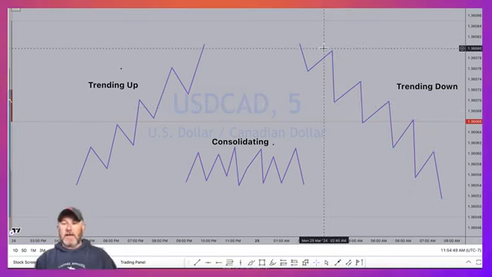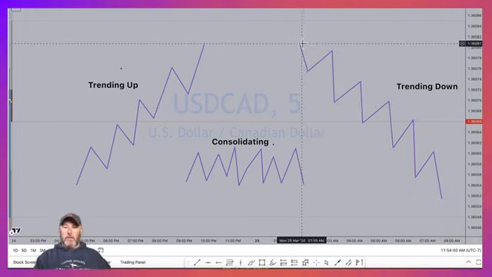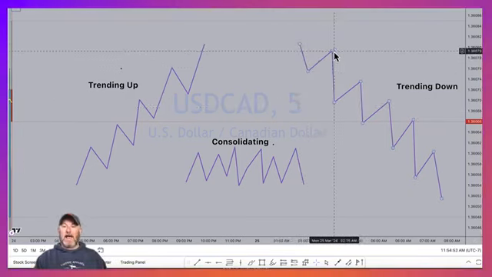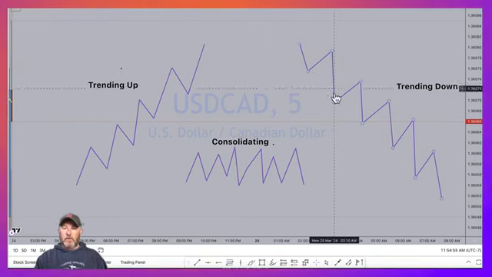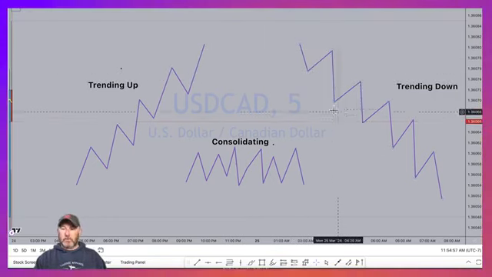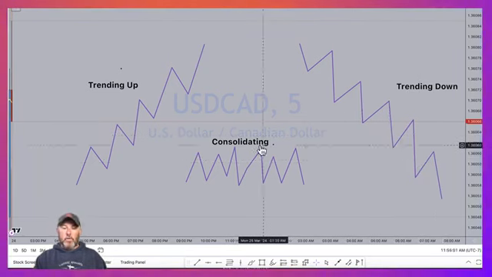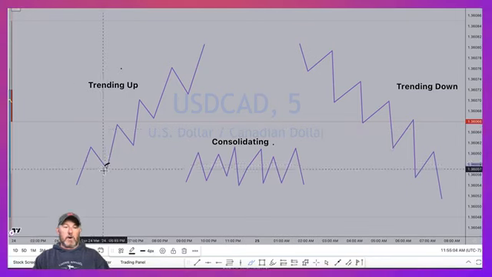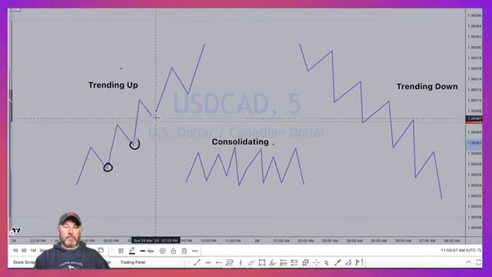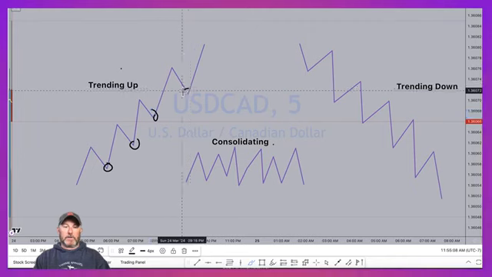And then when it starts trending down, it's the same thing, but backwards, right? It goes down, pulls back, takes out the previous low, pulls back, takes out the previous low, pulls back, on and on and on. Okay? And these pullbacks, using that train analogy, are the train stops, right? This is where you want to get in, right, on these points here.